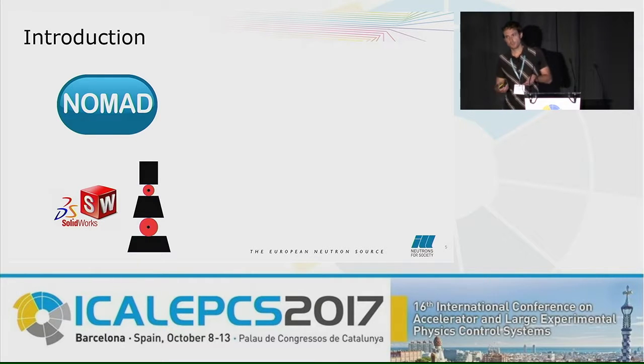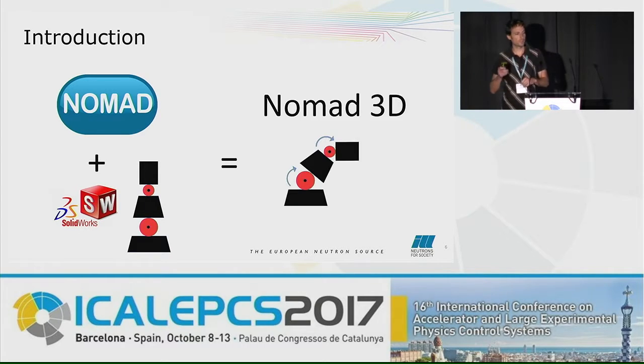So what do we have? We have Nomad, which is the instrument control software at the ILL, and we have some SolidWorks static models. And the idea is to mix both of them to obtain what? To obtain dynamic 3D models. And this is the goal of the project, which is called Nomad 3D.